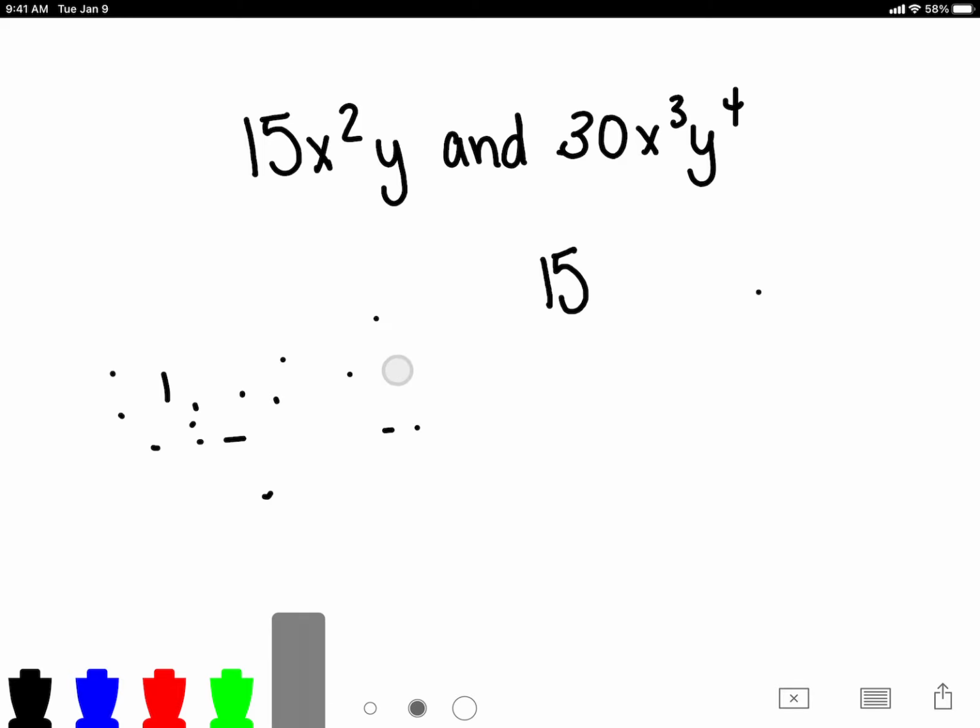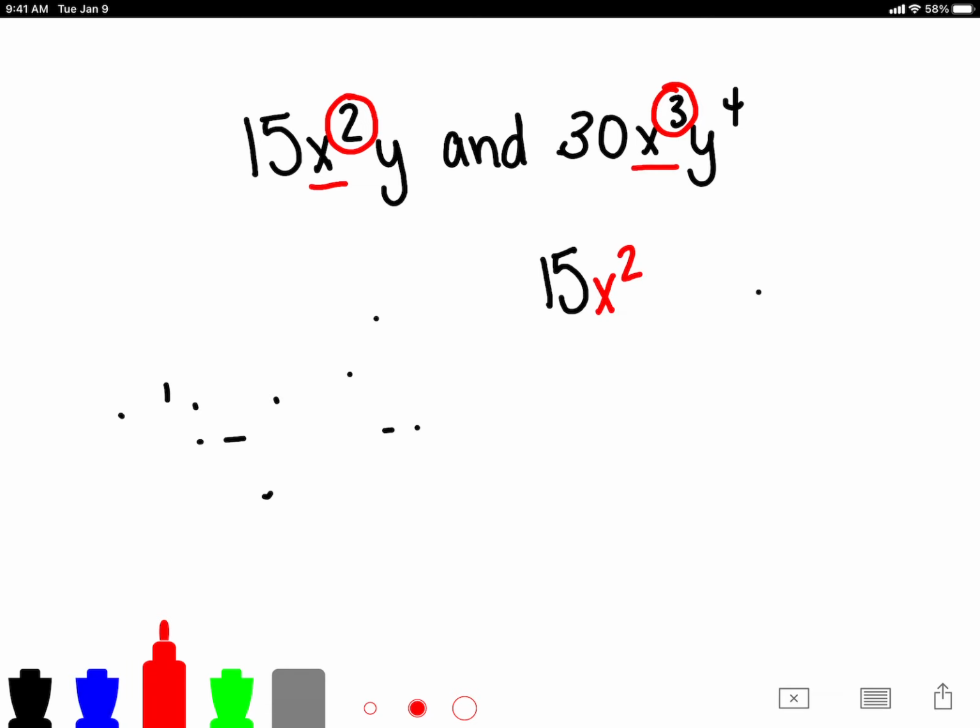All right, so knowing that, I also have variables that I have to look at. What you want to do is take a look at each of the terms. They both have an x, which is a good thing, and one is squared and one is cubed. So I would take the one that has the smallest exponent, which is the squared. So that would be x squared.